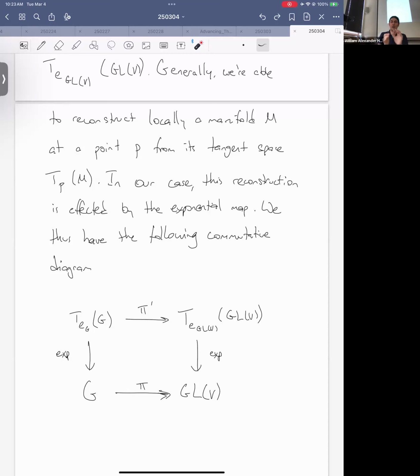So do you get the big picture? This is the recipe that we will generally follow.